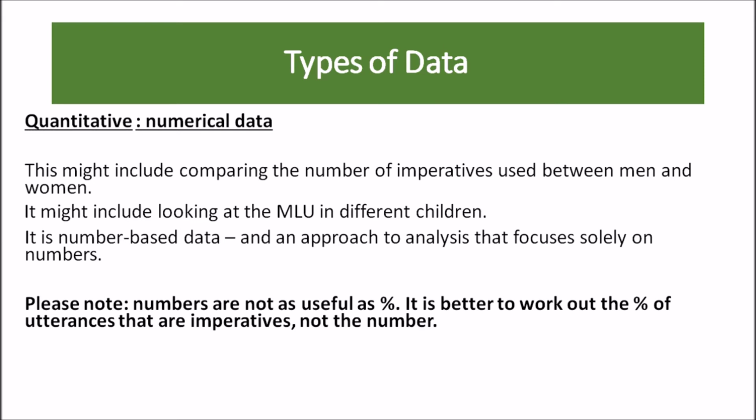So the best way to do it is to work out the percentage of utterances that are imperatives. What that would mean is you would need to count up the number of utterances made by the males compared to the females, and then divide the number of imperatives by that number and multiply by 100 to get your percentage. If you need help with this, it's probably best to just ask me on a one-to-one basis. You can send me the figures. I can even do it for you if you want, but it's important that you work with percentages.